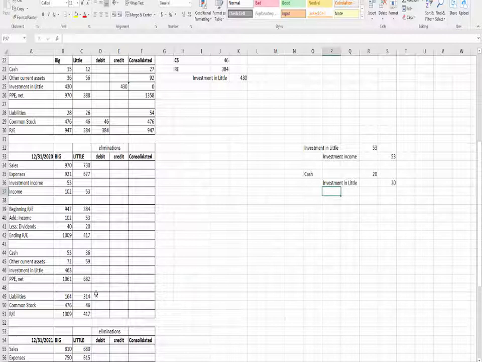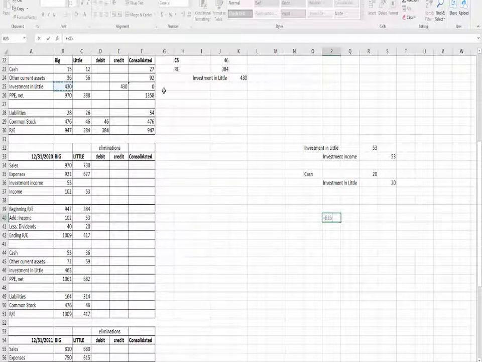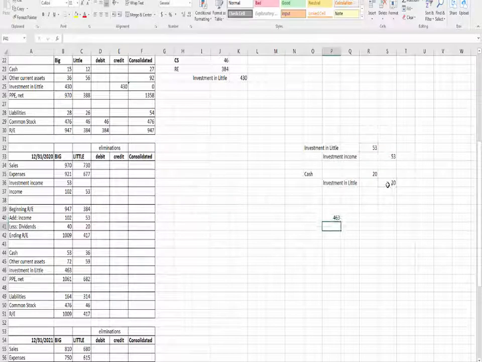Okay, real quickly, let's just confirm that this investment in Little balance of $463 is in fact accurate. Now again, beginning of year balance was $430. It's now $463. What caused the change? Well, we have our beginning of year balance, $430, plus our income minus the dividends we received. So there's our 463. Okay, so let's go ahead and do our elimination entries.